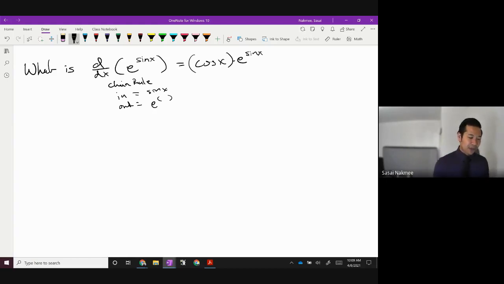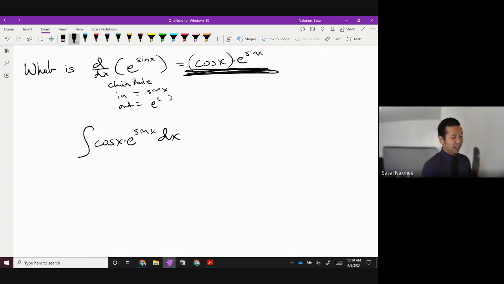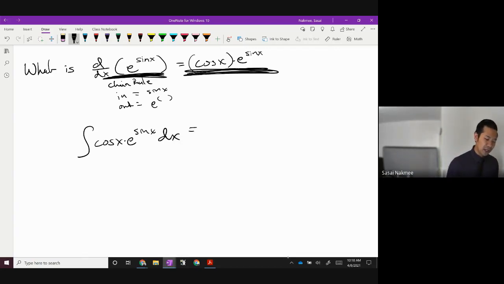Now, this is what I mean. If I'm looking at a problem that looks like this, it looks horrific. I think you'll agree with me. If I told you guys, hey guys, what's the integral of cosine of x times e to the sine of x dx? If you were to look at this, you'd probably go, what the heck? How do you even start a problem like that? But you know that this is just the derivative of this, right? So this actually would become e to the sine of x plus c.